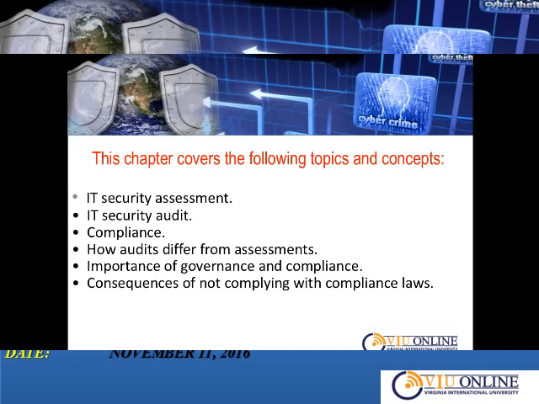This chapter will cover the following topics and concepts: IT security assessment, IT security audit, compliance, how audits differ from assessments, importance of governance and compliance, consequences of not complying with the compliance laws.